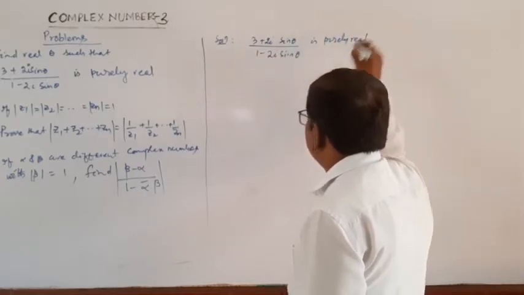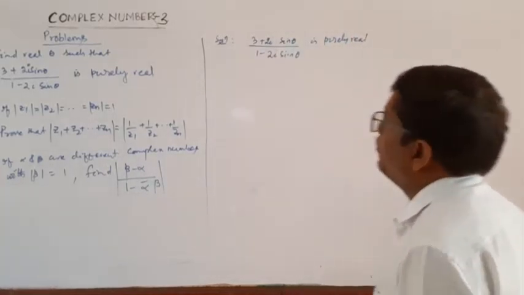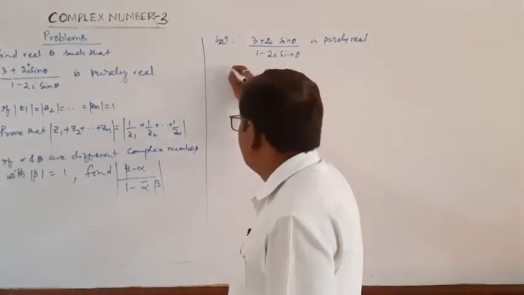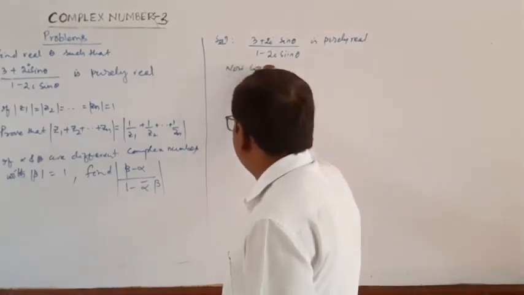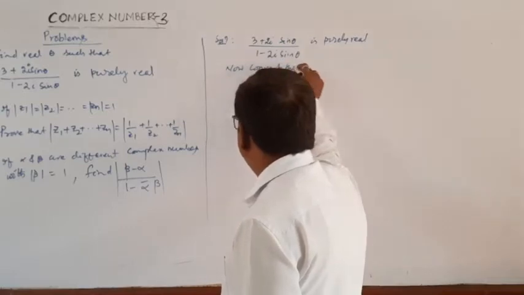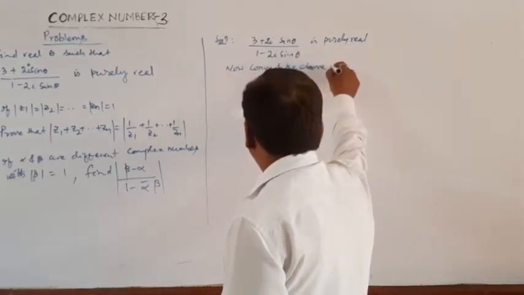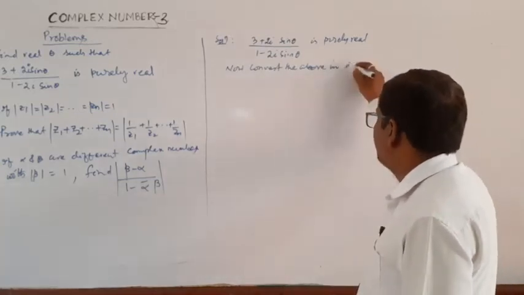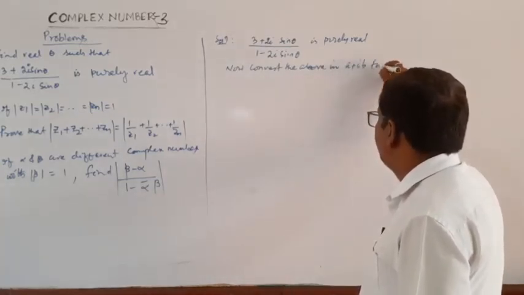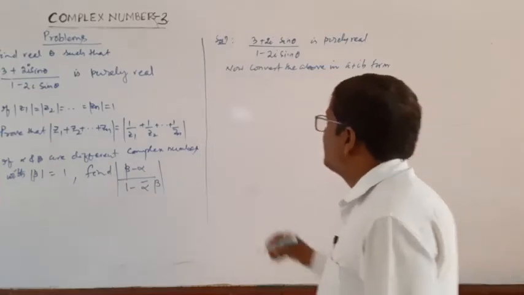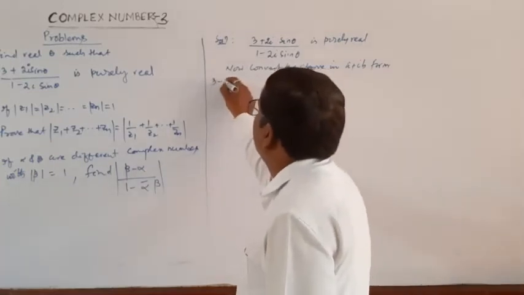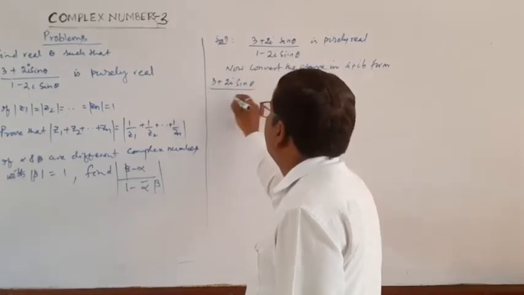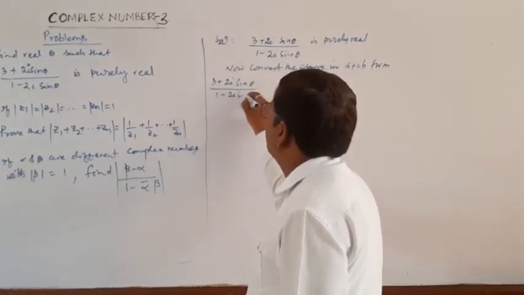First, we have to convert it to standard form, that is a plus ib form. Now what happens? That is (3 + 2i sin θ) divided by (1 − 2i sin θ).